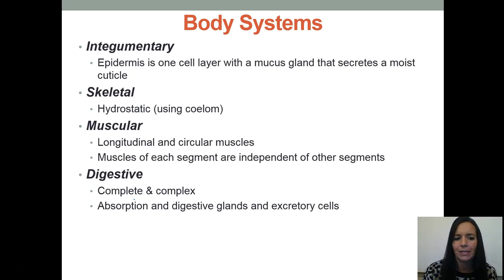So let's talk about their body systems, and there's two slides of systems we're going to talk about. So the first slide talks about these four. So the integumentary is the epidermis. This is a one-cell layer. It has a mucus gland, and this secretes a moist cuticle for the worm.